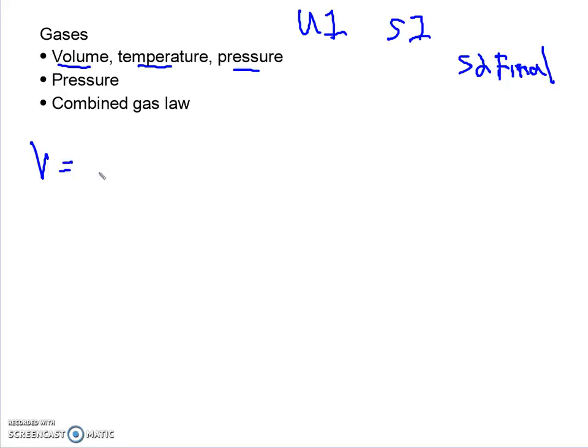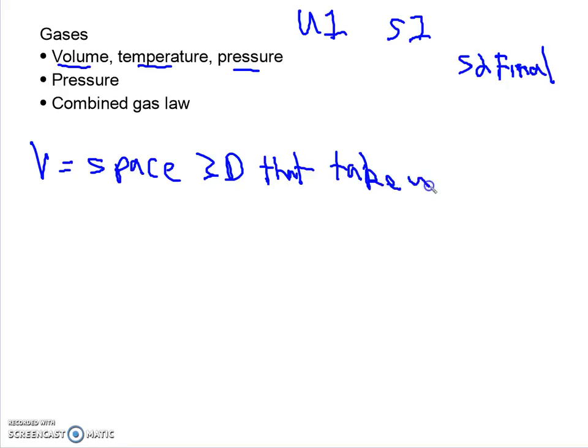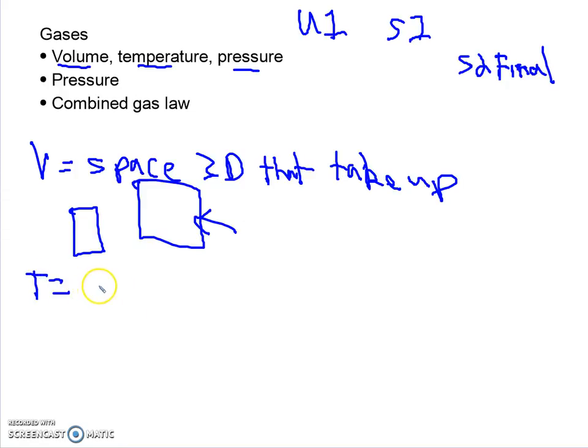Volume is essentially the space, three-dimensional, that things take up. So for example, if you have two boxes, one's this big and one's this big, this would have the bigger volume. Okay, temperature is related to technically the average kinetic energy, which is energy of motion.